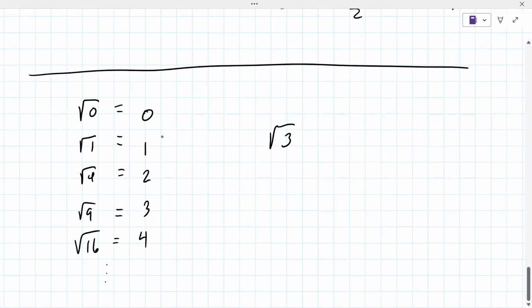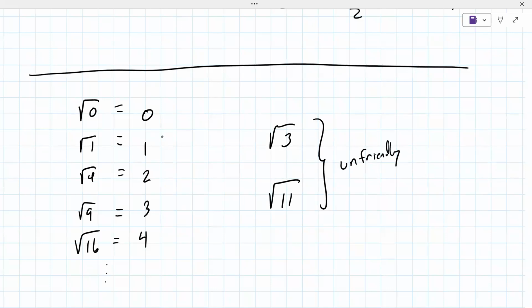Like what is the square root of 3, or what's the square root of 11? These are typically considered unfriendly, but they are still answers. They're just not what you want them to be. That's probably the direction you guys have been trending towards in class. Does that look familiar to you? Yeah. Okay.